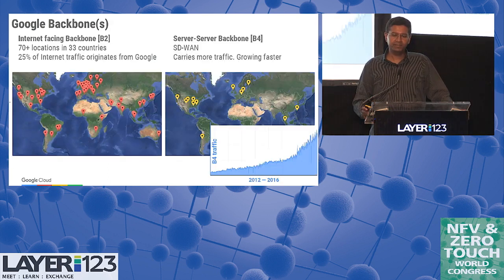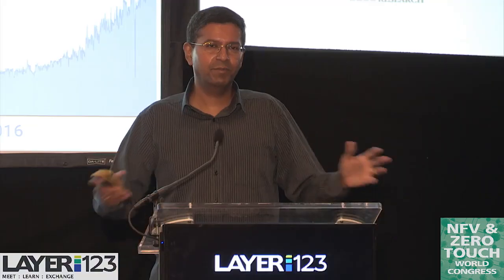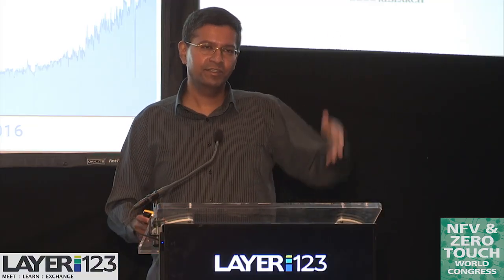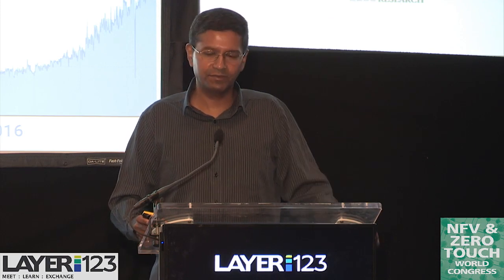Talking about these two WANs, B2 is 70-plus locations, 33 countries. It's carrying more than 25% of internet traffic as we speak. Today, a lot of it is YouTube and video. Our B4, which is our internal data center to data center WAN, is actually fatter and bigger than B2, and it carries more traffic. It's growing faster because if you think about it, it's east-west traffic versus user-level traffic, which is north-south.